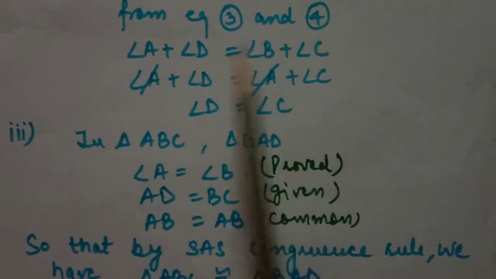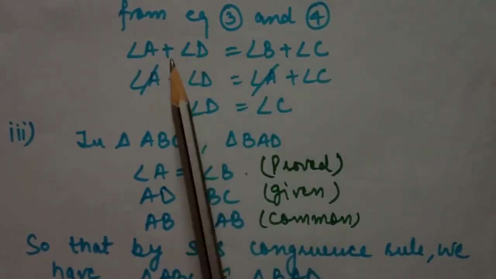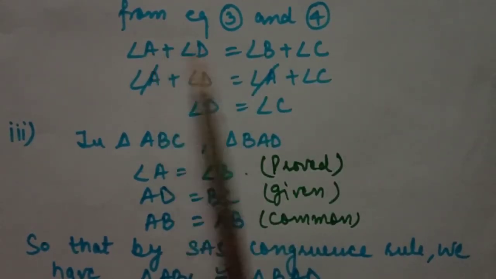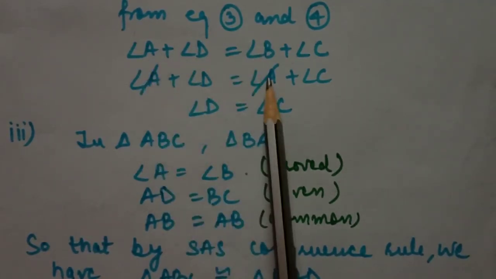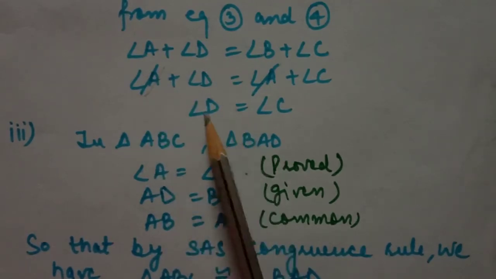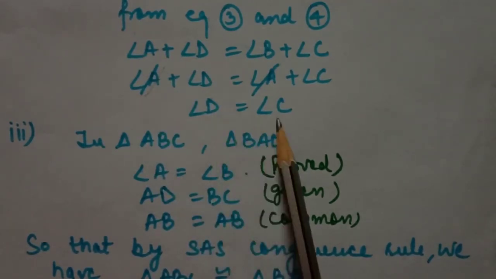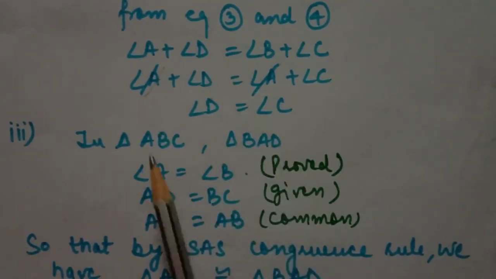From equation number 3 and 4, we will put them equal to each other. We know it very well now, A and B are equal to each other from the first part. So we replace angle B with A, A cancels with A. So the remaining part is angle D is equal to angle C.